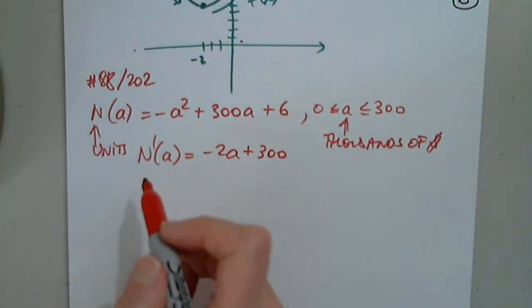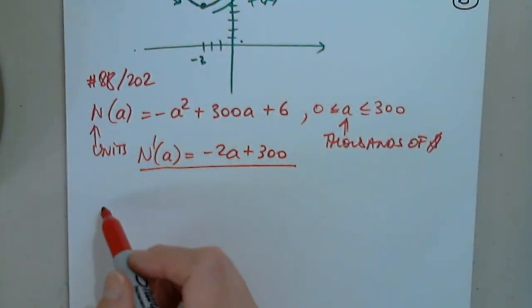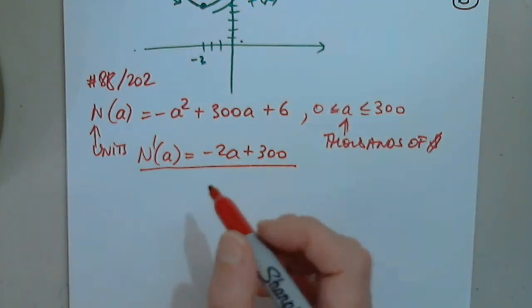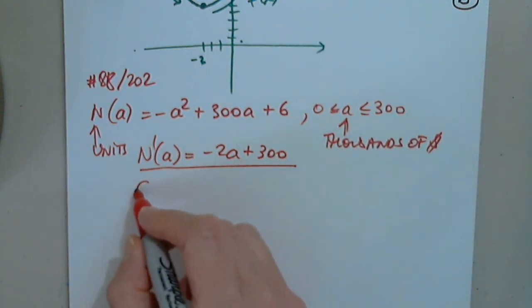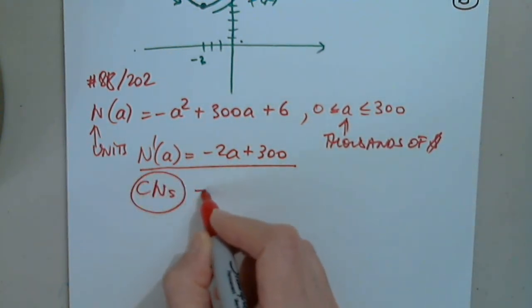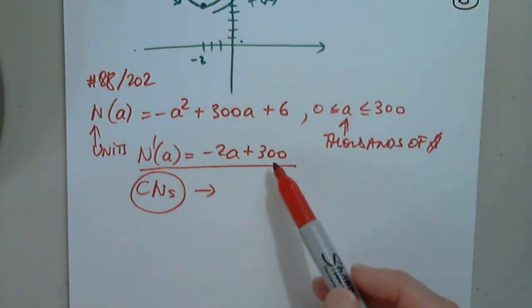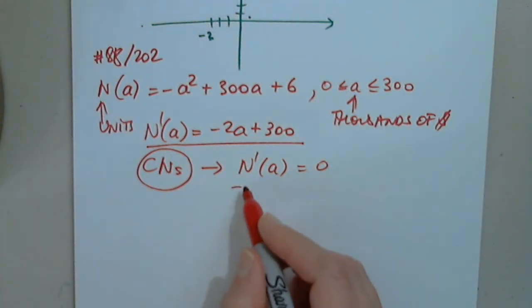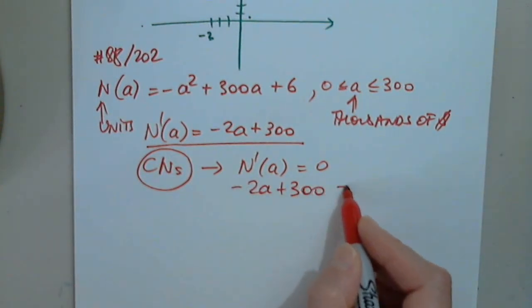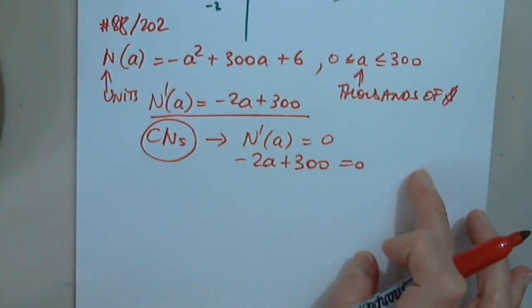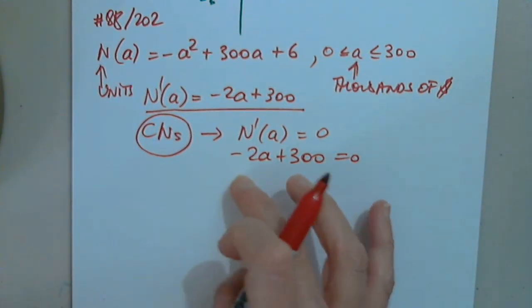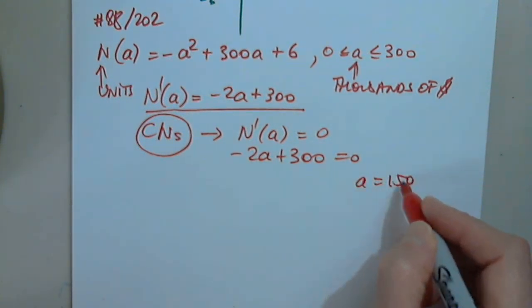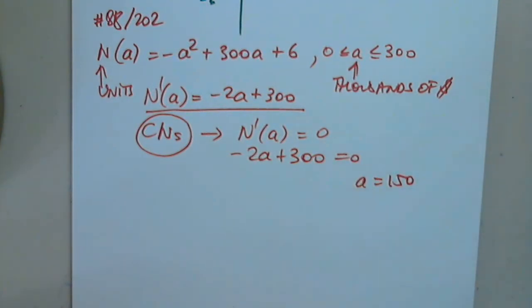What is the next step after I find N prime of A? Make the table. Yes, but I need to set it equal to 0, right? Because I need to find the critical numbers. So this will always be defined. So N prime of A equals 0. -2A plus 300 is 0, a linear function. Subtract 300, divide by -2, so A equals 150, that is 150,000.